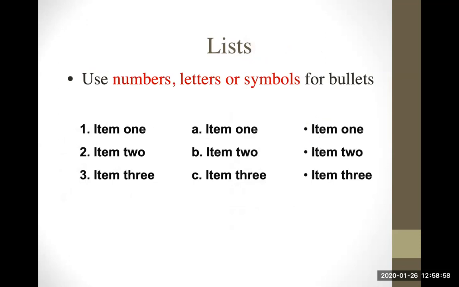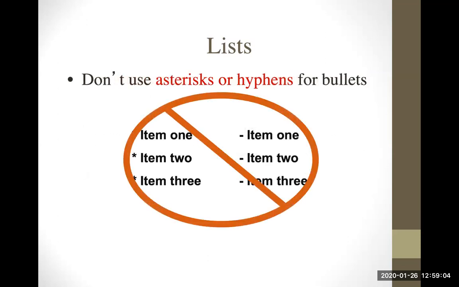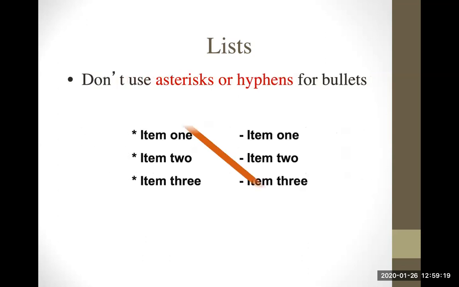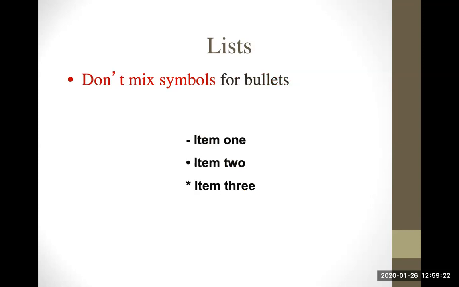Use numbers, letters, or symbols for bullets. Essentially what this is doing is stating that you do not want to use asterisks or dashes. Use the pre-formatted option to create those lists within our desktop publishing software and apps that we do have available. And obviously, you're not going to mix the symbols. Have them all the same so that it looks much more professional.